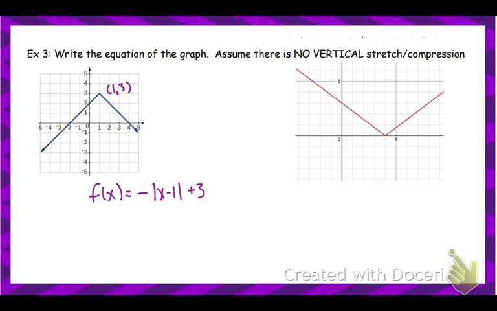So we do have to have a negative out front. Now remember, if we were to put that negative on the inside, that would not have an effect on our graph. So that negative does have to be on the outside.